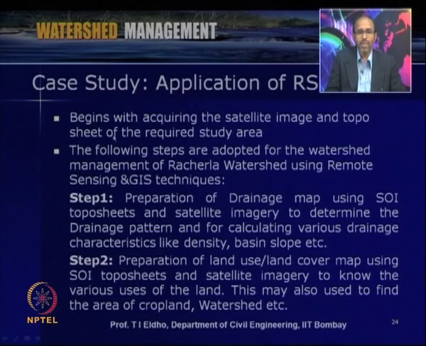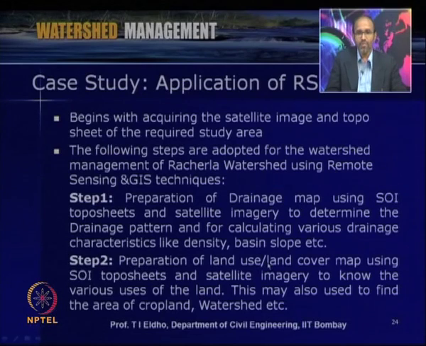The process begins with obtaining the data from the satellites. We begin with acquiring the satellite image and the topo sheet of the required study area, as reported by the others in the reference. The following steps are adopted for the watershed management of this particular area using remote sensing and GIS techniques. Step one, preparation of drainage map using Survey of India topo sheets and satellite imagery to determine the drainage pattern and for calculating various drainage characteristics like drainage density, basin slope, etc.